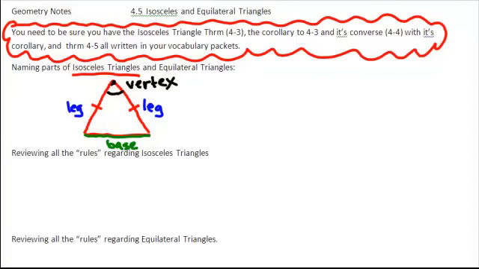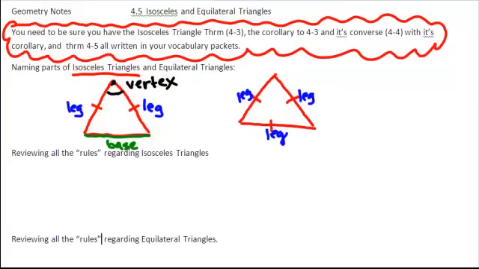Alright, let's talk about an equilateral triangle. Remember, equilateral means all three sides of the triangle are equal. And in the equilateral triangle, all three sides are simply called legs. So this is a leg, this is a leg, this is also a leg. You can rotate this triangle, they're all the same, so they're all legs of the triangle.